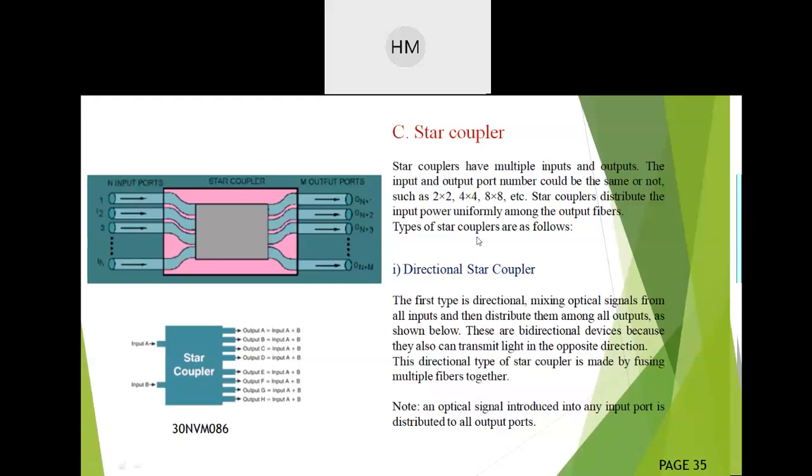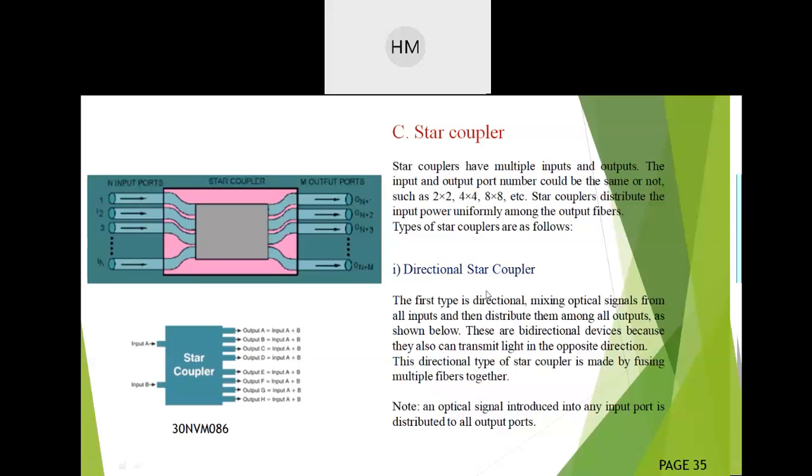It's not necessary for a star coupler that input and output remain the same. We can have 1 input and 4 outputs, that is again my star coupler. 2x2, 4x4 is a star coupler. A star coupler distributes the input power uniformly among the output fibers.